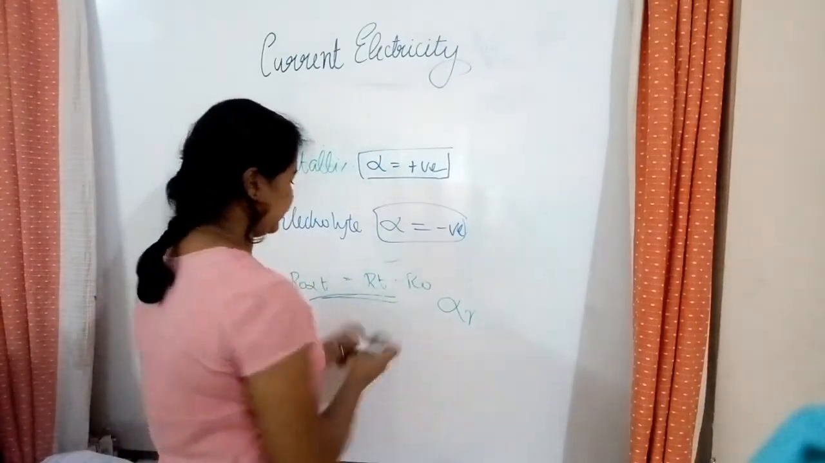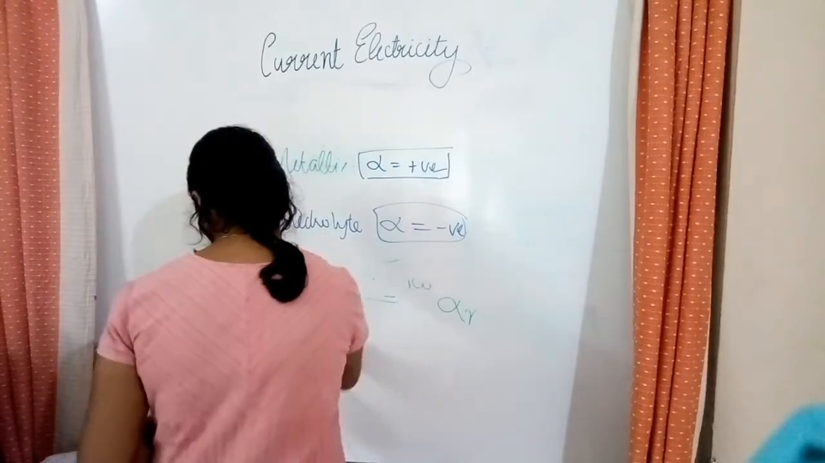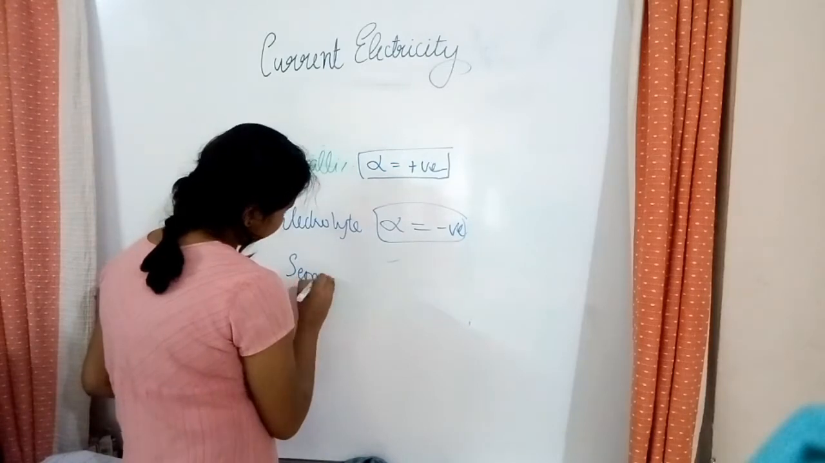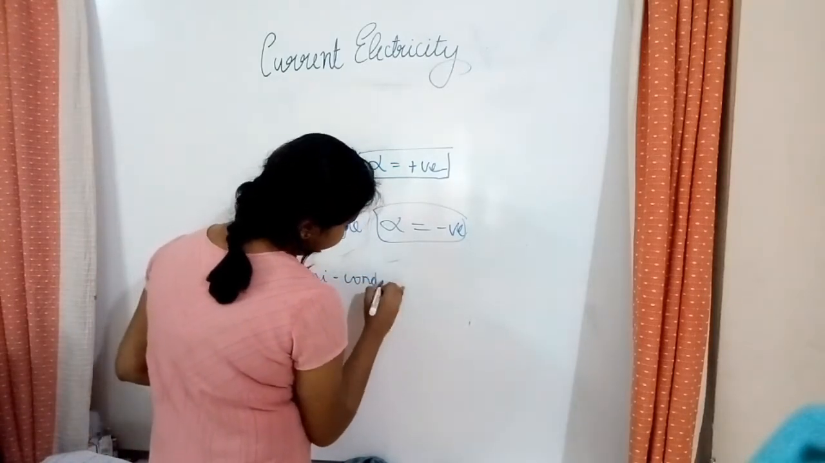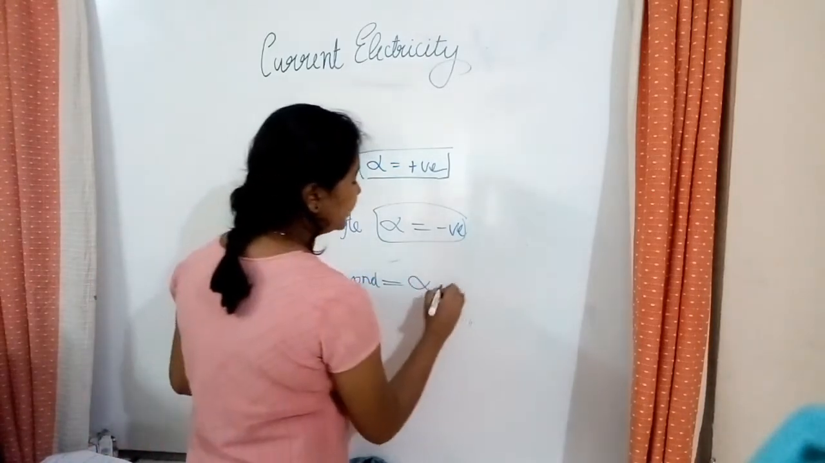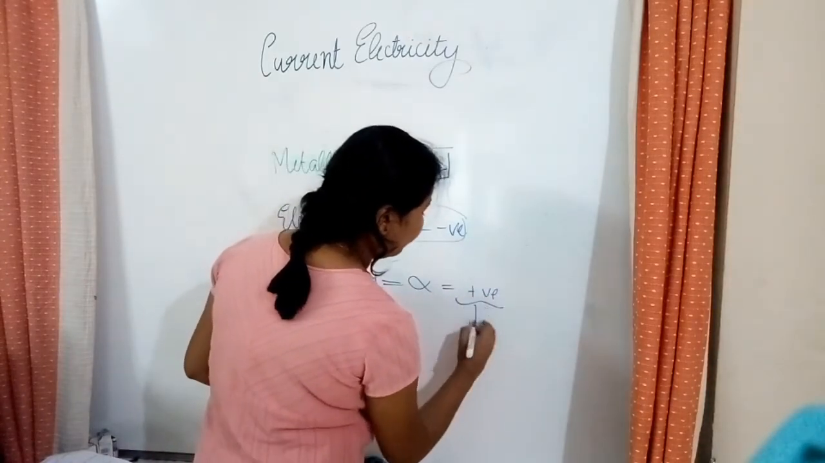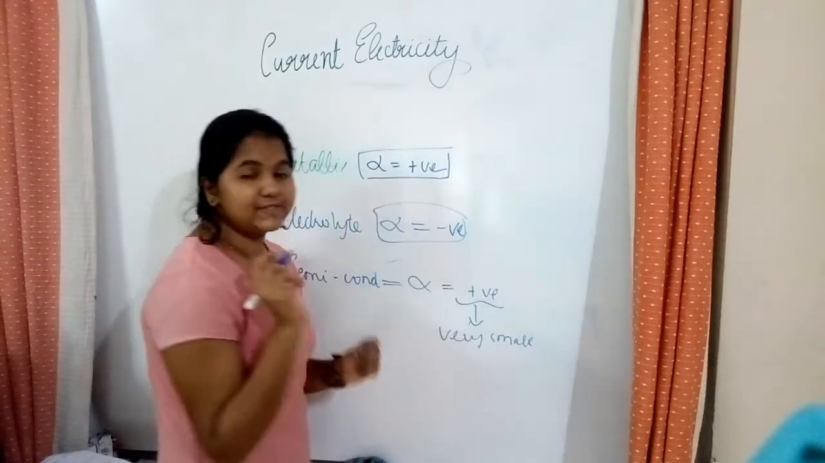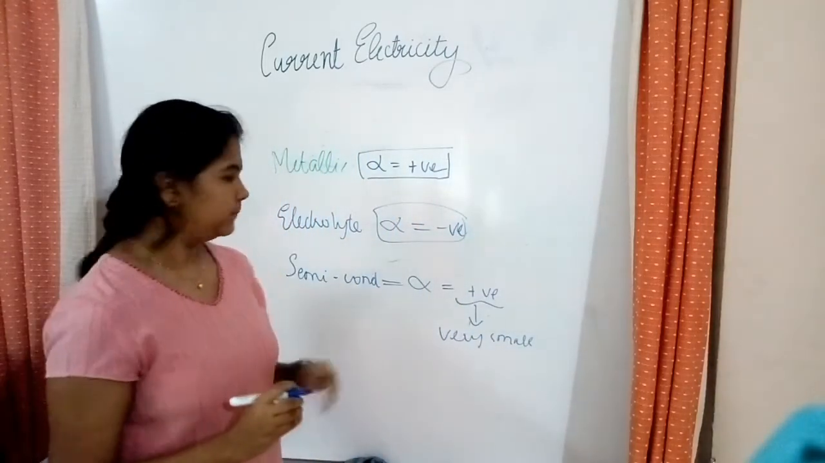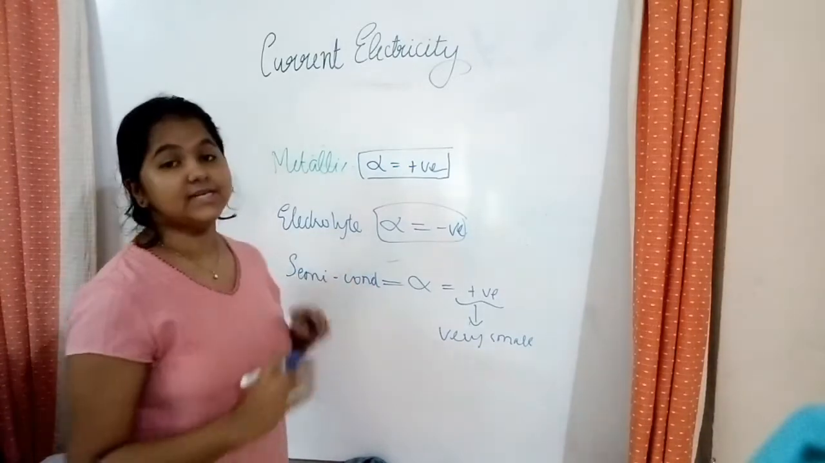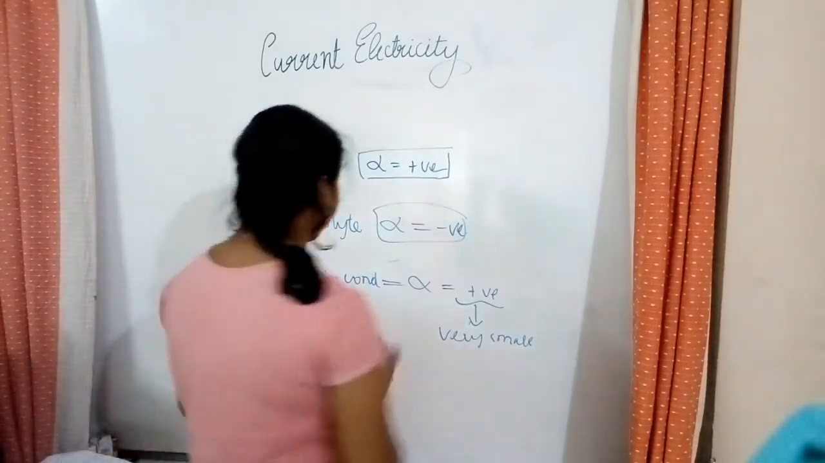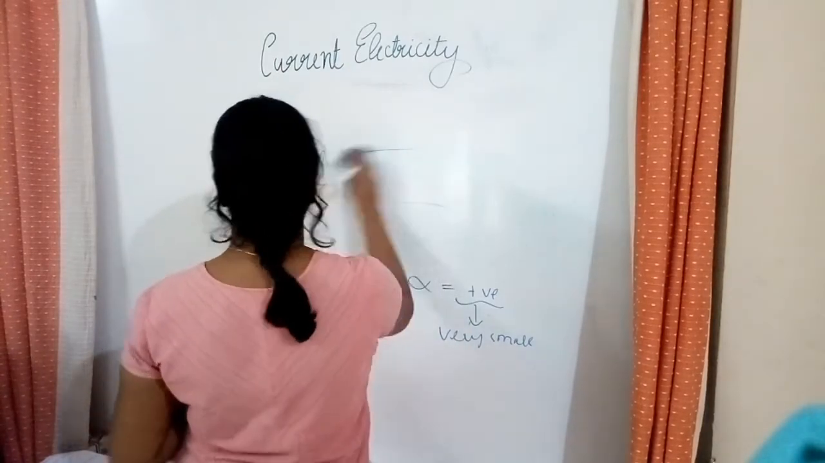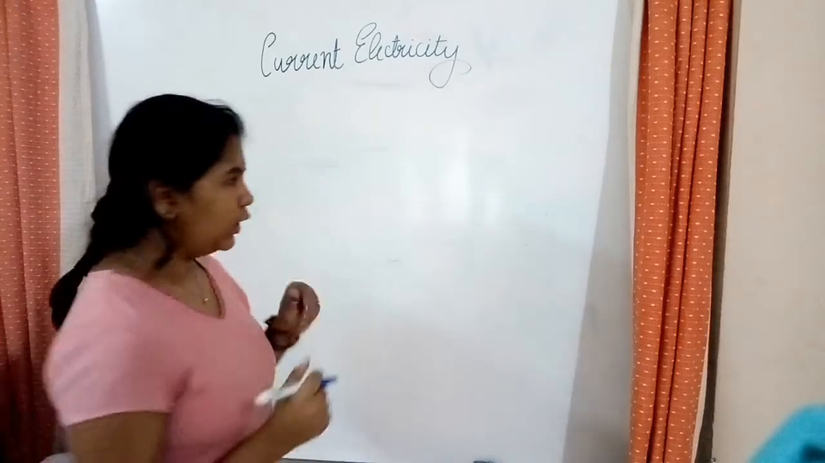Now for semiconductors, what is it? The alpha value is positive, but it is a very, very small value. It's positive, but very small. So therefore semiconductors have some uses. Let's mention the uses. Because of this factor, they are used in making standard resistances.